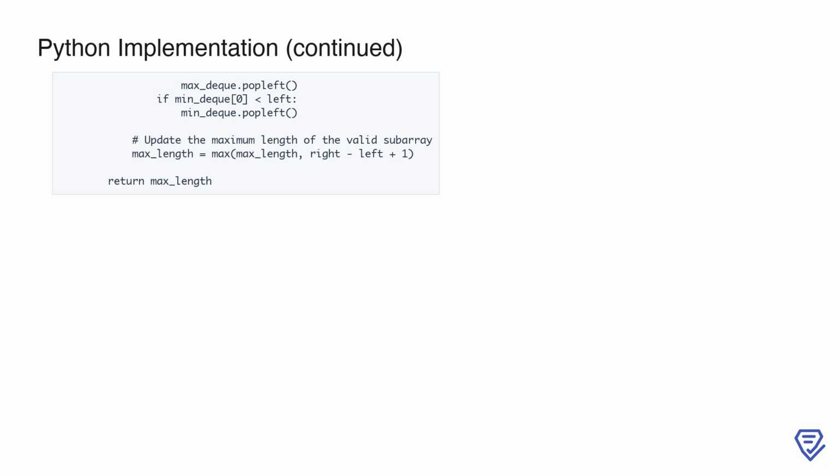This process continues for every element in the nums array. Finally, after the loop completes, we return max_length as the result. This value represents the length of the longest continuous subarray where the absolute difference between the maximum and minimum values does not exceed the given limit. By utilizing deques for efficient tracking of max and min values, this approach achieves a time complexity of O(n), making it highly efficient for large input arrays.